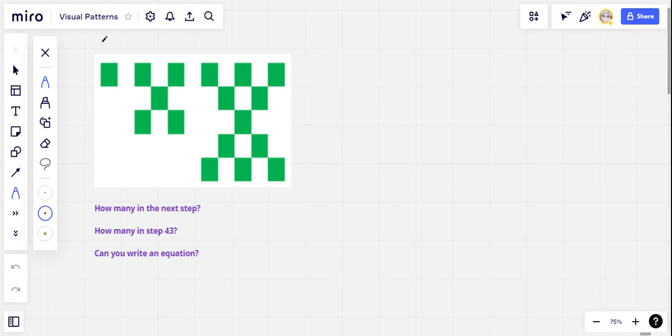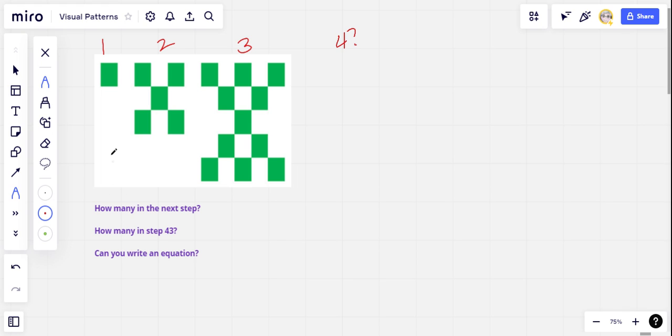We've got another visual pattern challenge for you today. Here's step one of this pattern. Here's step two, and here's step three. And your challenge is to look at this pattern and see if you can predict how many of these green rectangles are going to be in step number four. And if you can manage that, then how many do you think are going to be in step number 43? And along the way, can you write an equation that you could use to predict the number of green rectangles in any step at all? If you'd like to accept that challenge, pause the video and work it out.